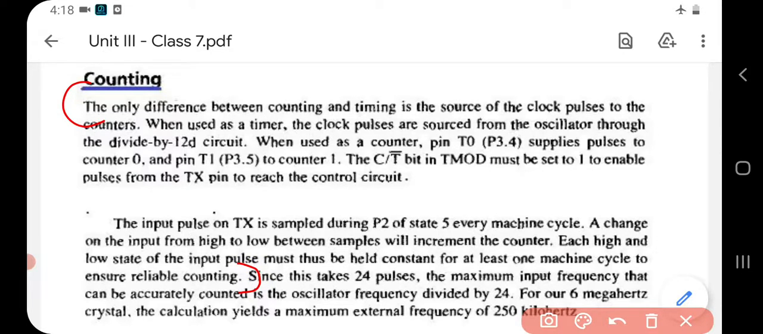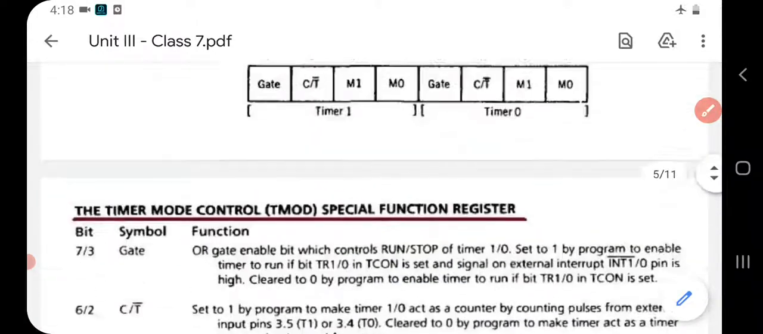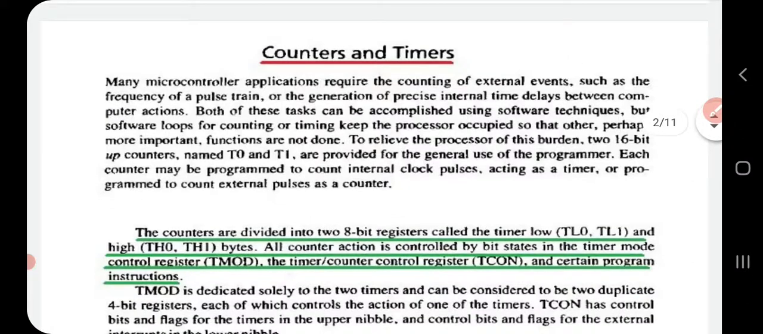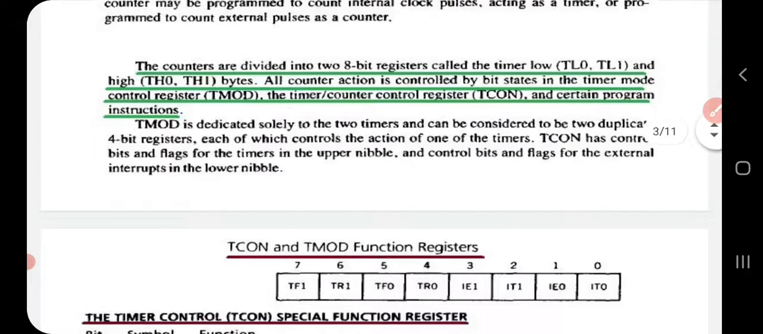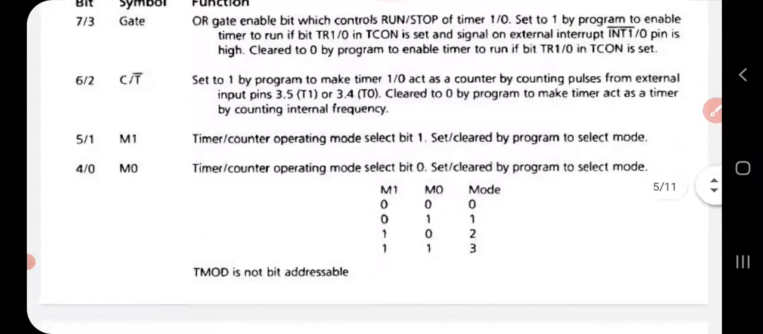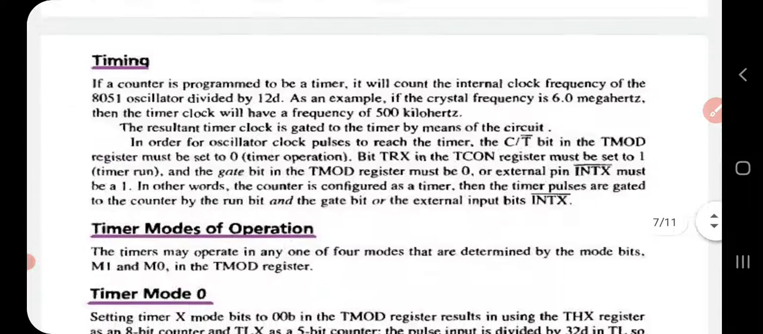Okay, so here what is important is, in this session you will have to understand why counting is needed. Then what are the significances of T-con and T-mode registers, then their bit configuration. T-con and T-mode are very important. Then timer counter interrupt, that paragraph is enough, no need of drawing the circuit diagram.